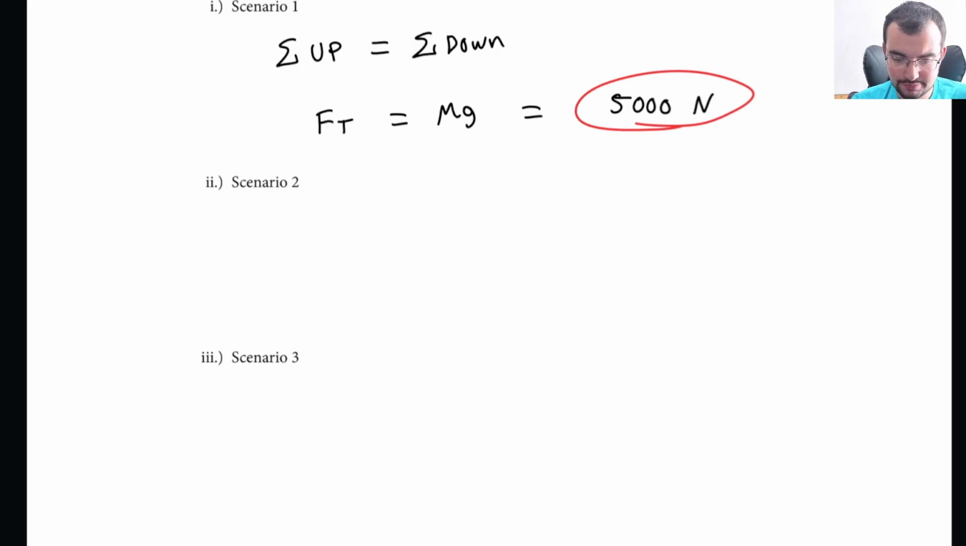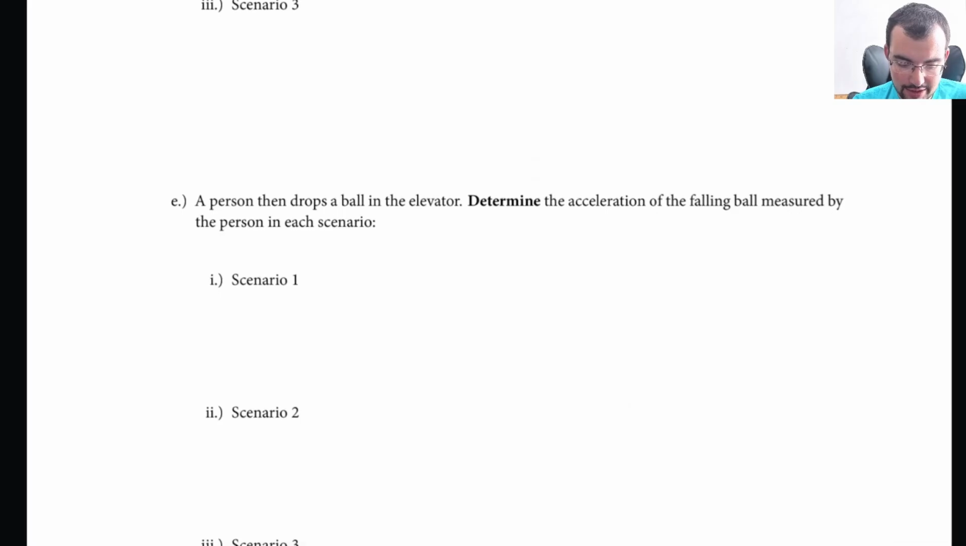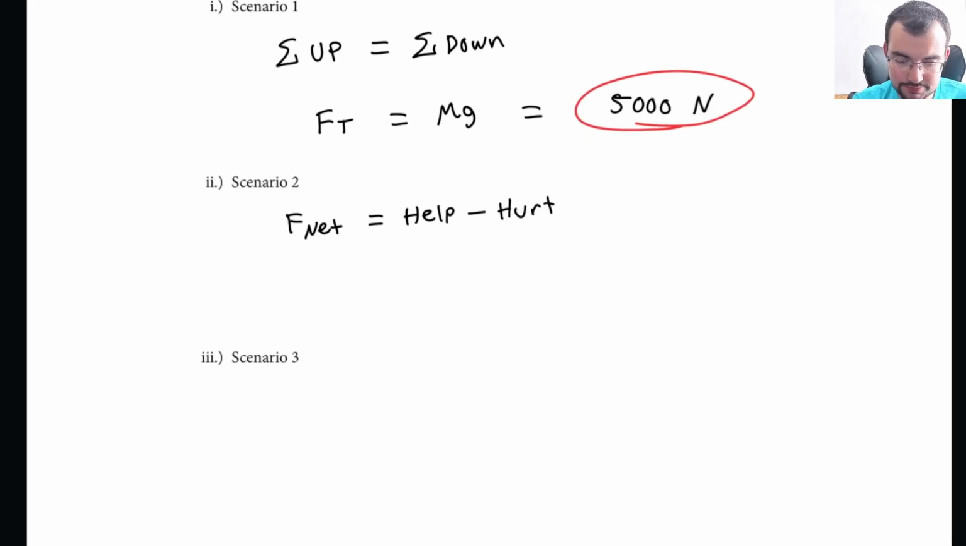So we said that one way of doing these sort of problems is saying that the net force is the helping forces minus the hurting forces. So the net force would be the forces that help the acceleration or help the velocity of the system minus the forces that hurt the velocity of the system. You can think of it as speed up minus slow down also. So in this case, F net is always equal to ma.